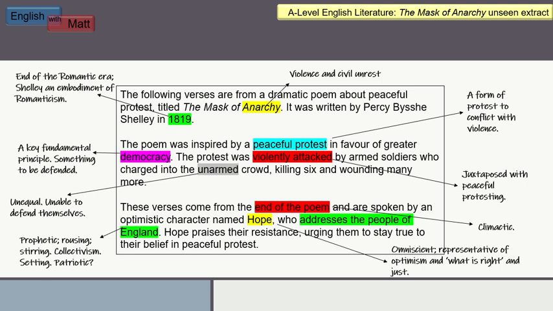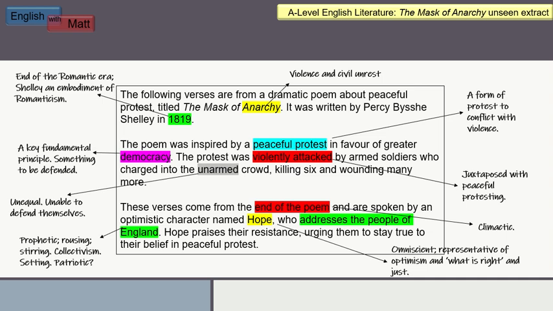Violently attacked again reinforces the contrast between this legitimate way of protesting peacefully and this idea of violence being used with impunity. In this extract, during a protest, armed soldiers have stormed into an unarmed crowd, killing 6 and wounding many others. Whenever you've got the word unarmed, it means that there's a degree of inequality there. They're unable to defend themselves, and it results in bloodshed.